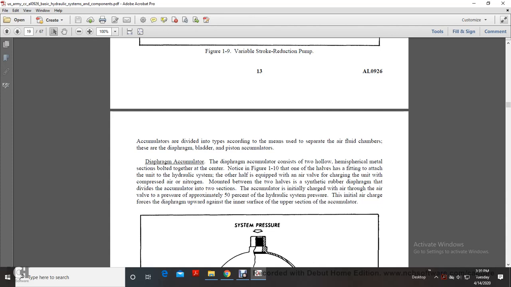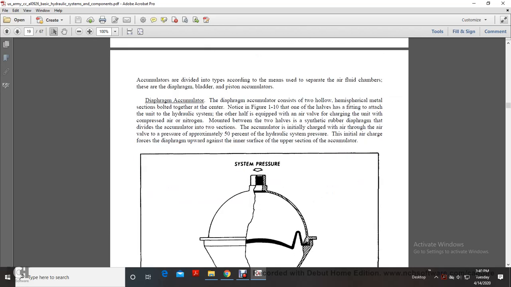Notice that Figure 110, one half has fittings at each end of the unit for the hydraulic system. The other half is equipped with an air valve for charging the unit with compressed air or nitrogen between the two halves. A synthetic rubber diaphragm separates the accumulator into two sections. The accumulator is initially charged with air through the air valve to a pressure of approximately 50% of the hydraulic system pressure. The initial air charge forces the diaphragm upwards against the inner surface of the upper section of the accumulator.